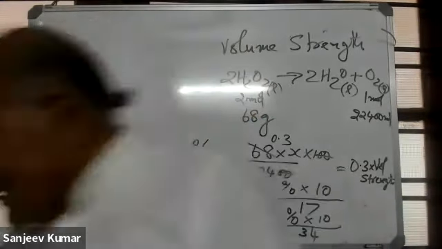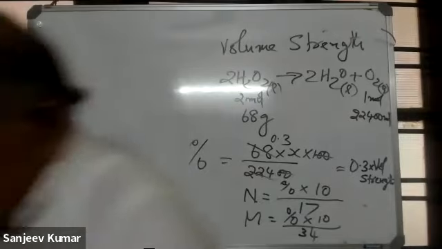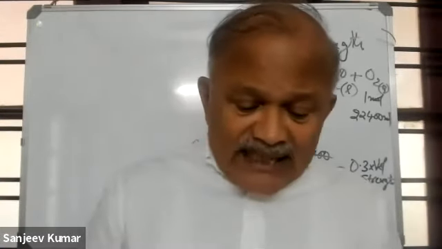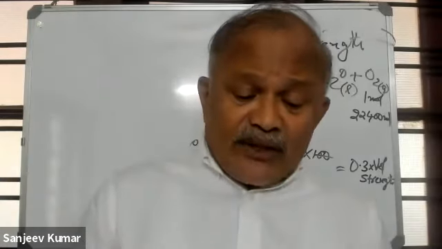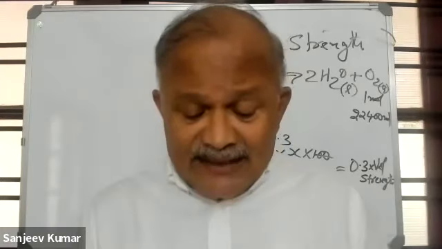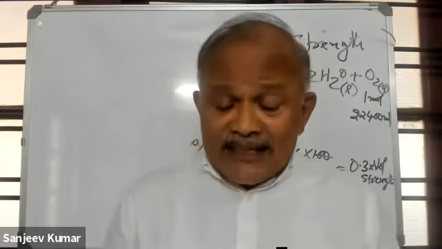Now the question is, a commercial sample of hydrogen peroxide marked as 100 volume hydrogen peroxide. What do you mean by 100 volume hydrogen peroxide? 1 ml of that hydrogen peroxide will give 100 ml of oxygen at STP. Therefore, the choice is A.